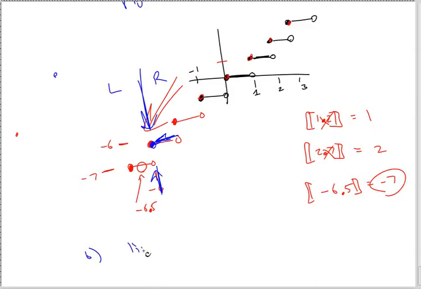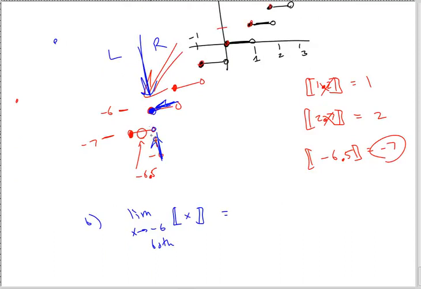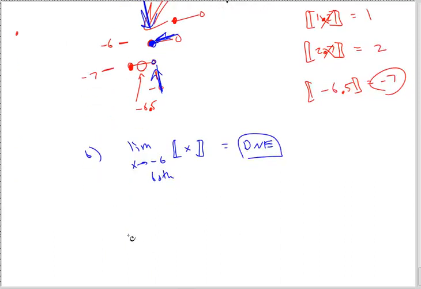Part B is the limit as x approaches -6, like at all. Again, this is both sides. And if you look here, we've got a solid dot and a circle. Doesn't really matter. They're totally different places, different y values. So this is a DNE because they're not the same.